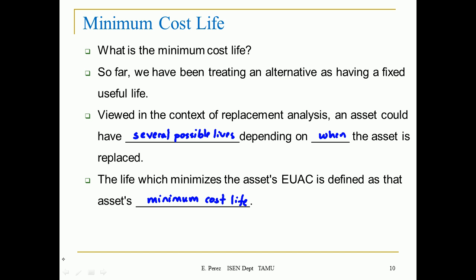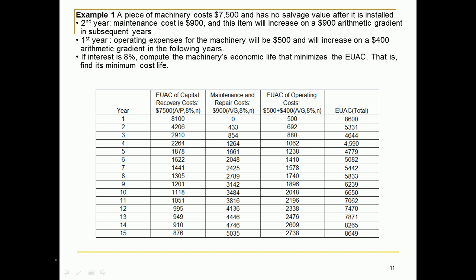Let me illustrate that with an example. In the next example, we have a piece of machinery that costs $7,500 and has no salvage value. After it is installed, the second year maintenance cost is $900, and this item will increase on a $900 arithmetic gradient in subsequent years. The first year operating expenses for the machinery will be $500 and will increase on a $400 arithmetic gradient in the following years. If interest is 8%, compute the machinery's economic life that minimizes the equivalent uniform annual cost, which essentially is the minimum cost life for this asset.